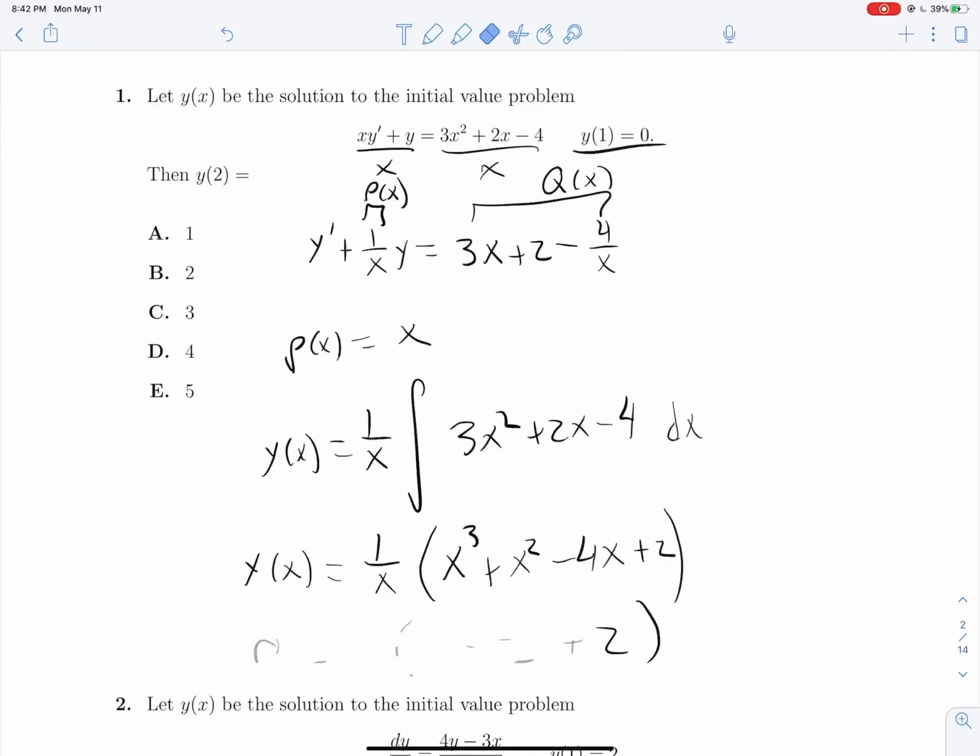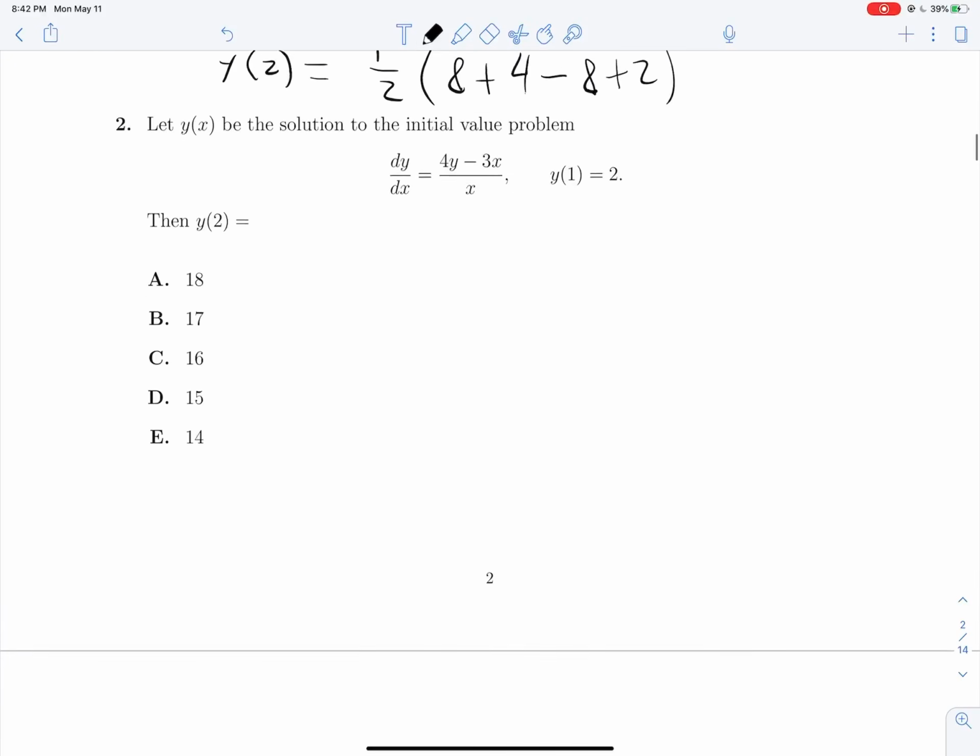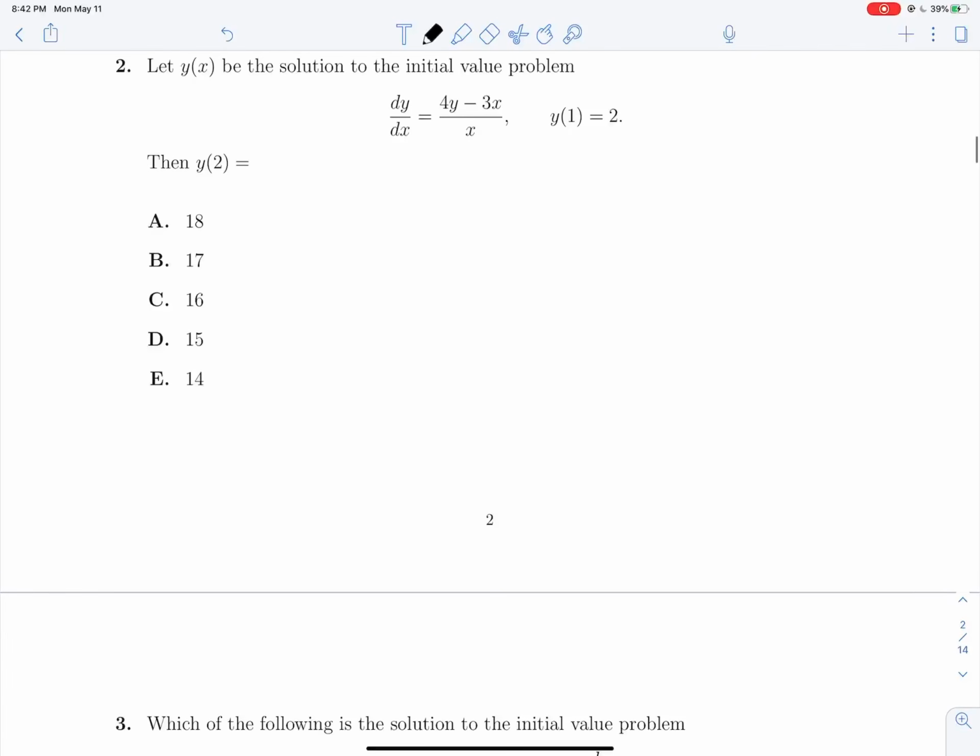And what are we searching for in the end? We're looking for y at 2. Y at 2 is equal to 1/2 times 8 plus 4 minus 8 plus 2. That gives us 3. So the answer is C. Next, y of x is the solution to this initial value problem. We're looking for y at 2.